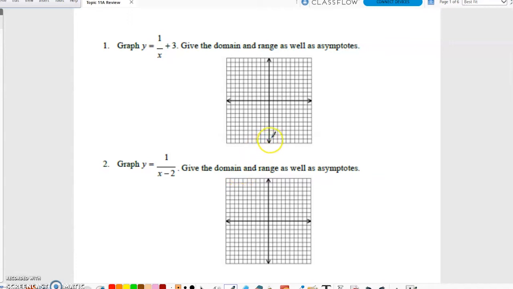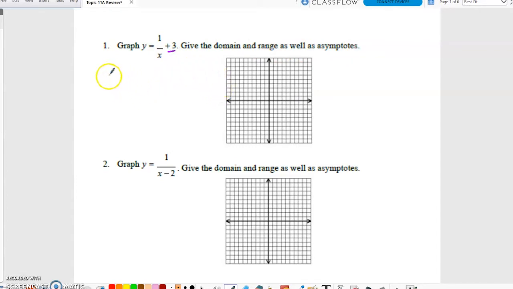Let's get started. Looking at number 1, it wants us to graph y equals 1 over x plus 3. It wants us to give the domain and range as well as the asymptotes. So first, I notice that I have a plus 3 right there. That means my graph is going to shift up 3 units.